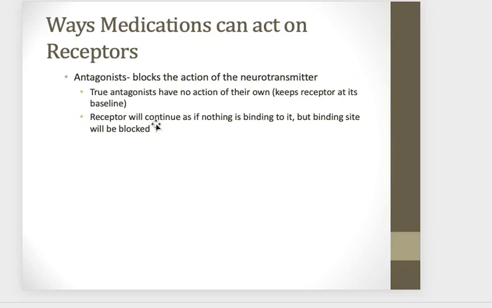You can have antagonists, which block the action of the neurotransmitter. It doesn't turn that receptor off. What it does is it essentially creates a dam, or it just covers that receptor so that dopamine can't come and hit and activate it. So it doesn't turn it completely off, it just blocks it. It'll continue as if nothing is binding to it, but the binding site will be blocked.